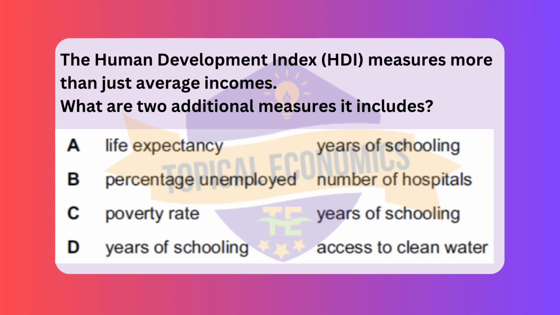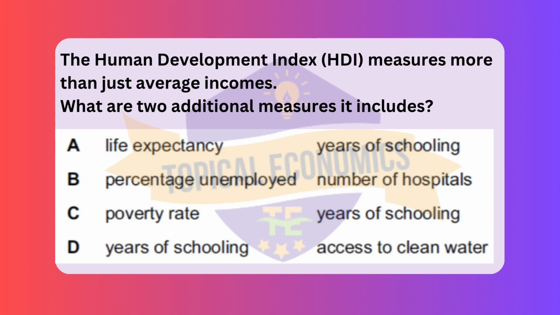Moving to question 33. The Human Development Index, HDI, measures more than just average incomes. What are two additional measures it includes? This question is from year 2015, May-June version 2. The correct answer for this question is option A.